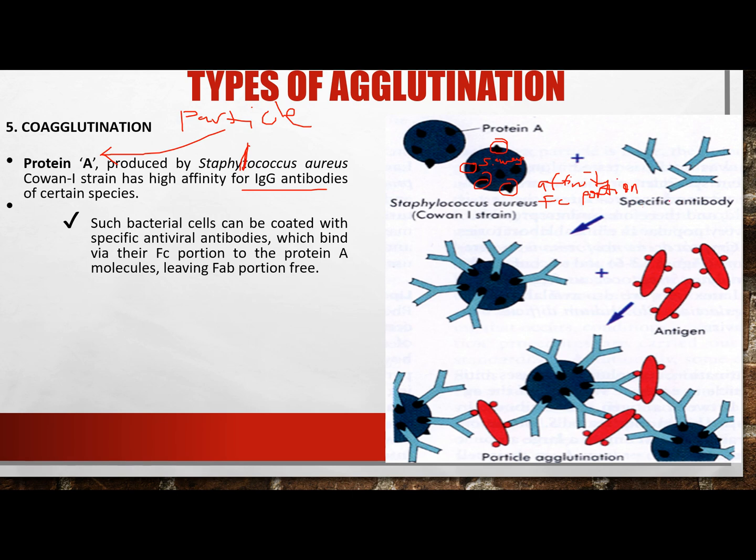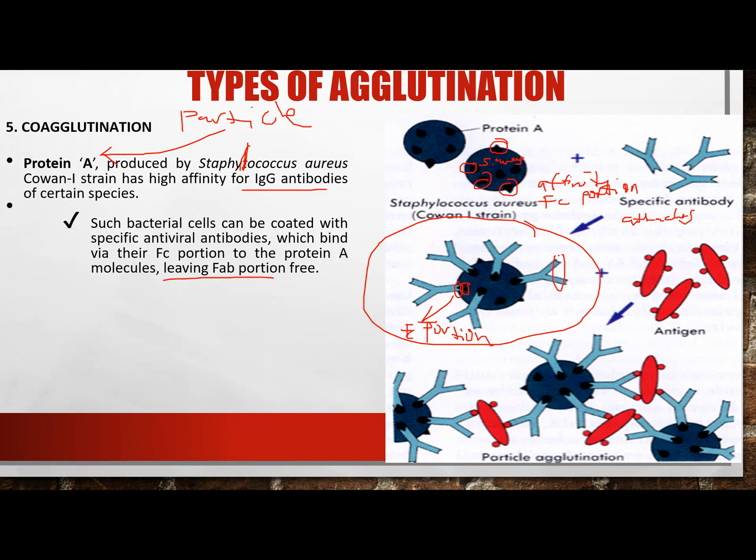That is why when your antibody attaches to the protein A, it will leave the Fab portion free. Take a look at this picture, class. This is the protein A, and what is attached to the protein A, class, is the Fc portion of the antibody.